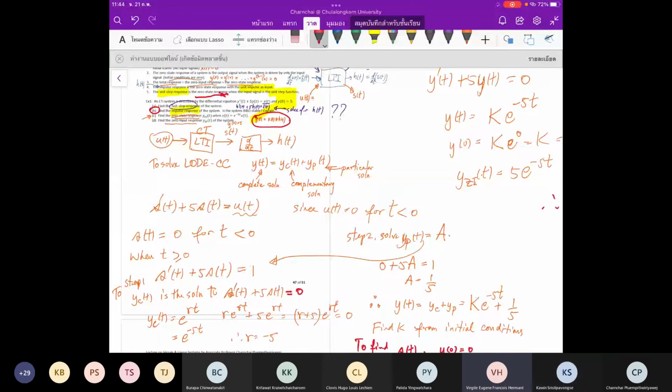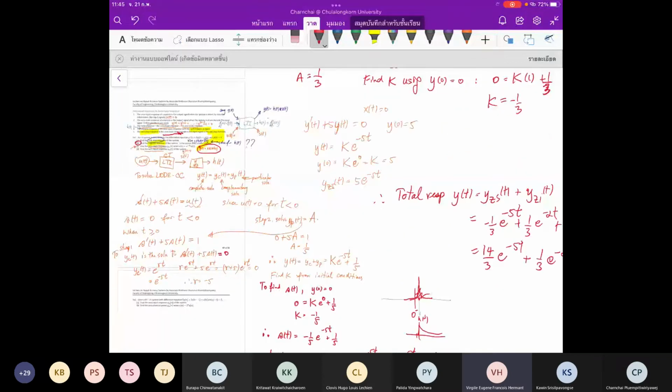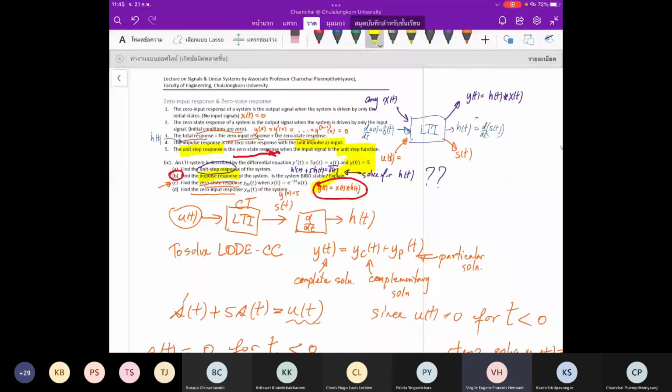Professor, why, for the zero input response, is y(0) equal to 5? Oh, that is given. y(0) equals 5 is the given initial state. So for the zero input response we use y(0) equal to 5, but for the other we use y(0) equal to 0, right?